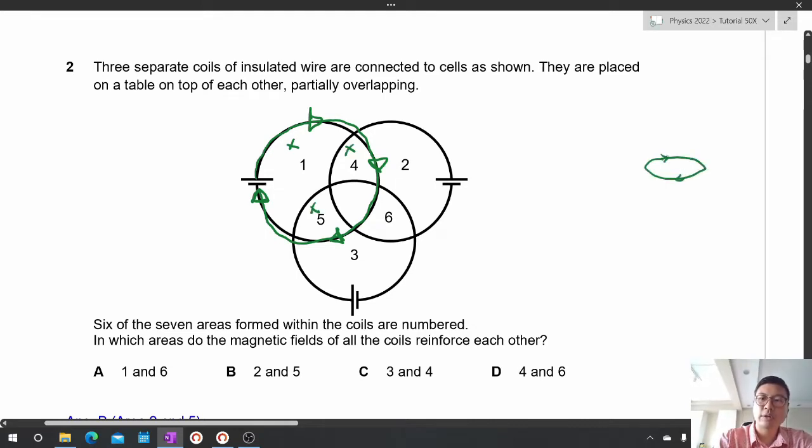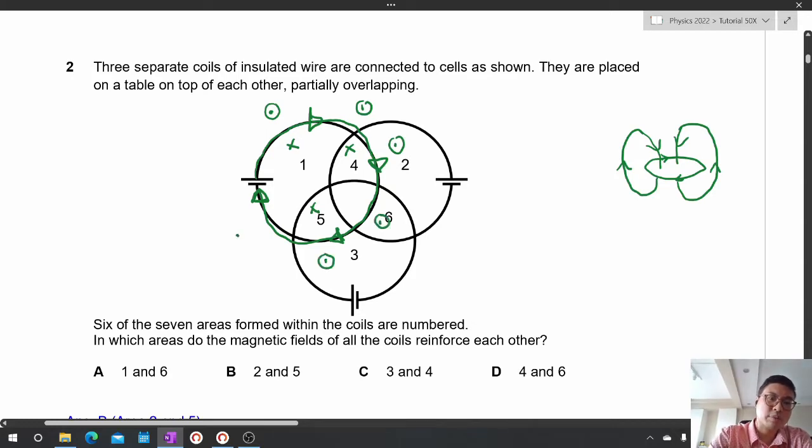So for this coil, the magnetic field goes into the page in the center of the coil, and then outside the coil it comes out of the page. So this means that in regions 1, 4 and 5, the magnetic field is going into the page, but outside the loop it's coming out of the page.